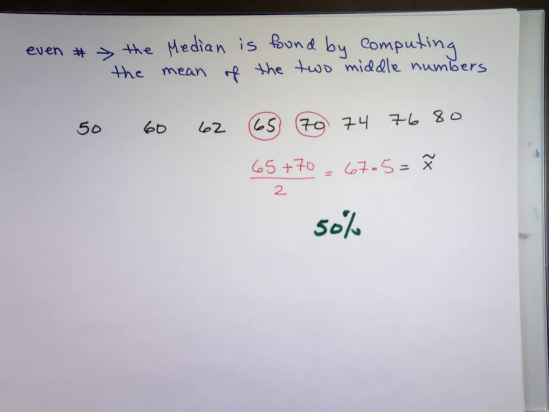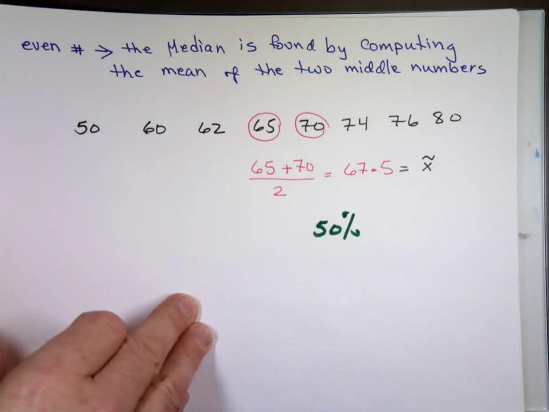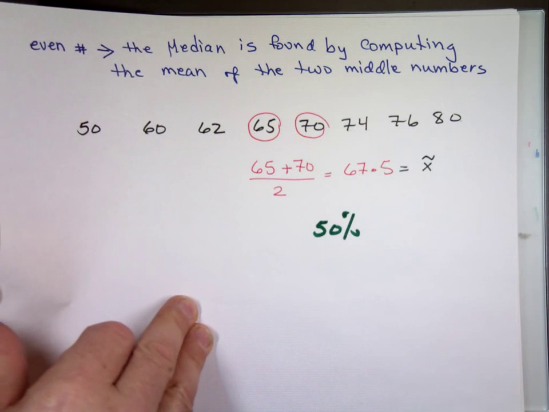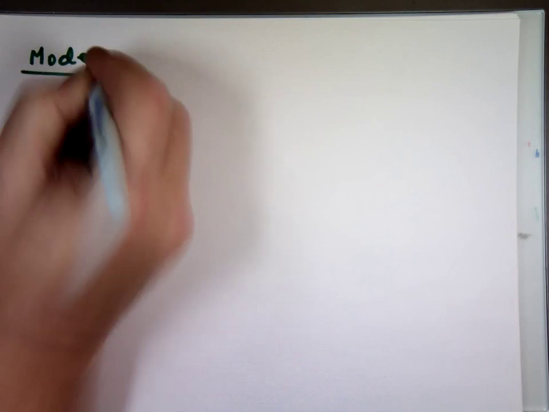And the last topic between mean and median, we left one more, and that's what? The mode. So let's look at the mode. I'll use this marker. Mode.